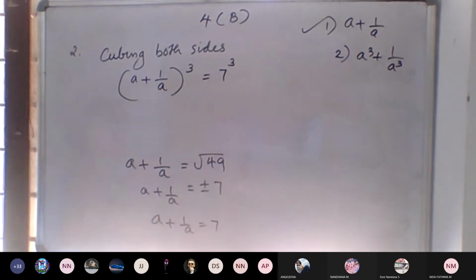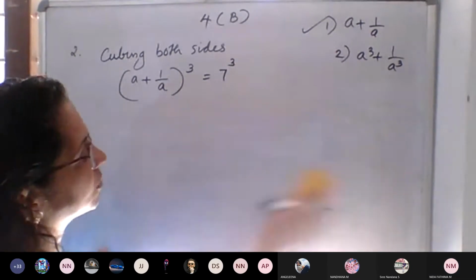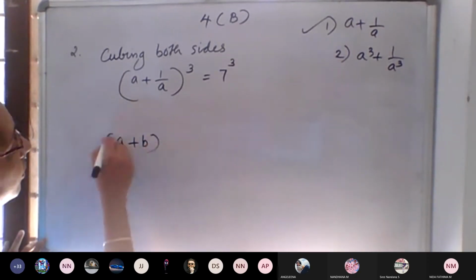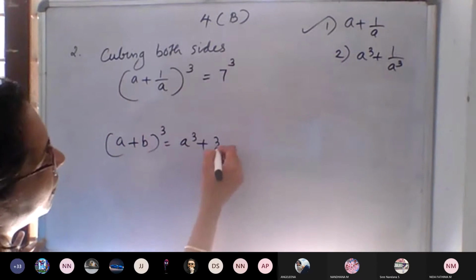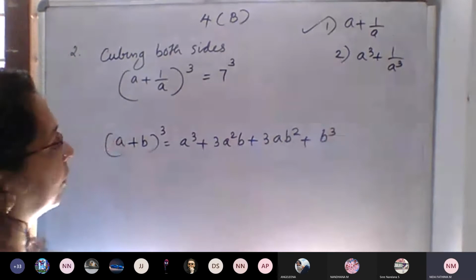Then this is in the form of what? a plus b whole cube. That is a formula in your textbook itself. Take the first page. We want to write that formula, a plus b whole cube. Turn your page. Expansions, which we discussed yesterday, 4.3. a plus b whole cube is a cube plus 3a square b plus 3ab square plus b cube.